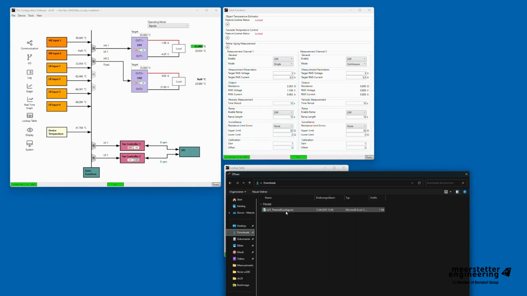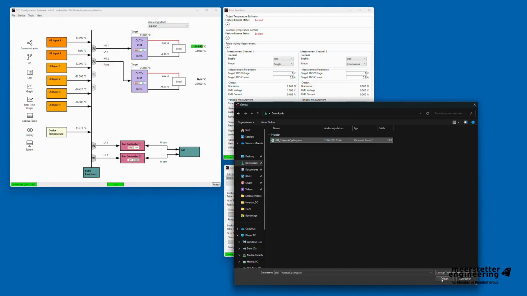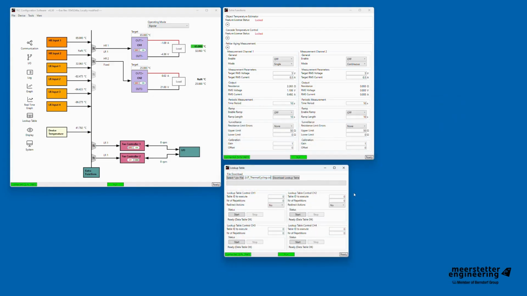It defines the temperature targets for the cycling process, typically between 50 degrees Celsius and 80 degrees Celsius. Temperature regulation remains active during the test. Once the lookup table is downloaded, the test is started and the system begins temperature cycling accordingly.